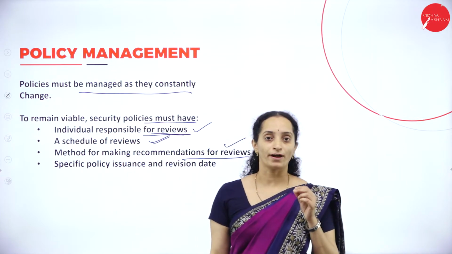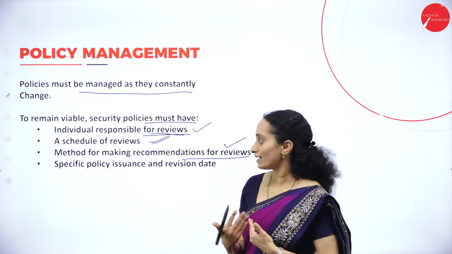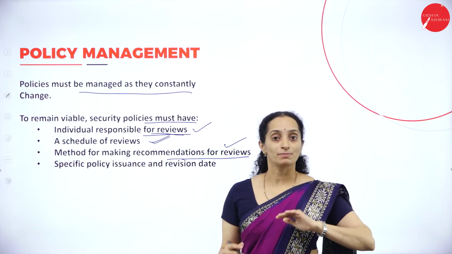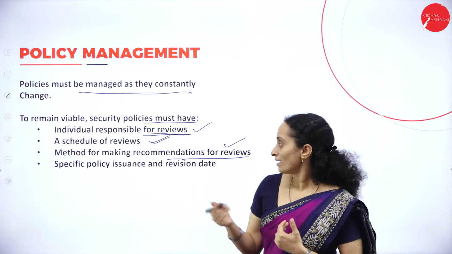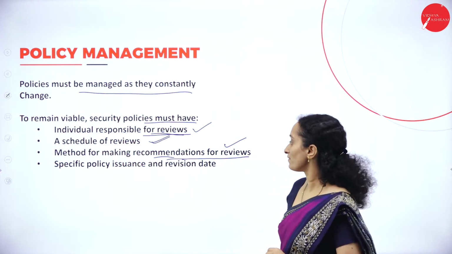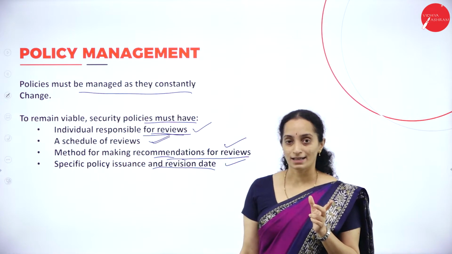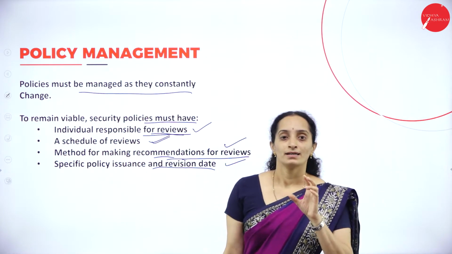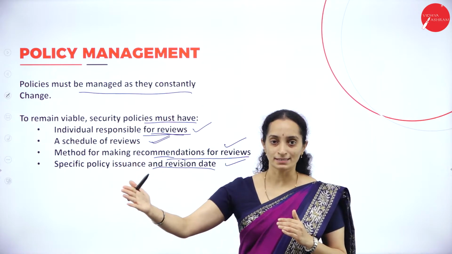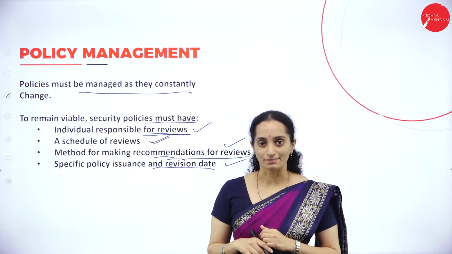If an employee finds that the policy needs to be changed according to the changes in the organization, he can recommend it to the person who has the responsibility of reviewing the policy. There must be a method to make the recommendations, and this method must be specified in the policy. Then the policy issuance and revision date: if I have revised a policy today, I must set a duration of 6 months and the date at the end of the 6 months to have the review once again.